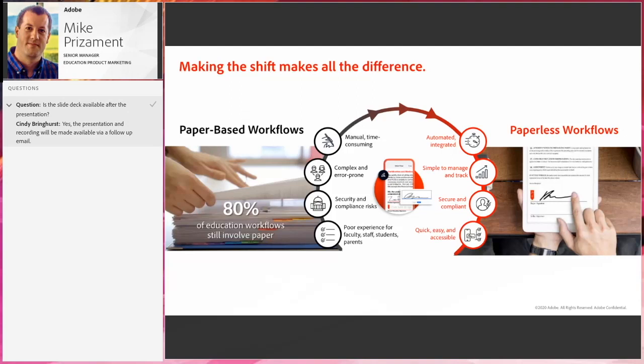So going more into what you probably already have in the back of your mind, that you need to get away from all these paper-based workflows, we've done a little more research into this, and we found that within all the institutions we've interviewed, 80% of their document-based workflows still involve physical paper. So there's still this huge opportunity to move from paper to paperless, where you're moving away from a poor experience, security and compliance risks, complexities, and probably worst of all, it's manual and time-consuming, to a paperless workflow where it's automated, simple to manage, secure, quick, easy, accessible, just like this shows on the slide here. So there are tons of reasons to move to a paperless workflow world.